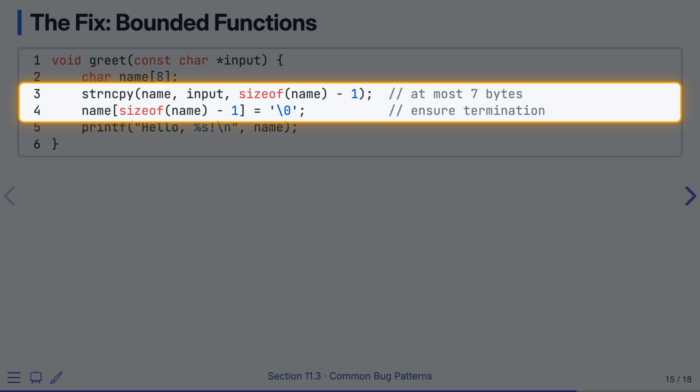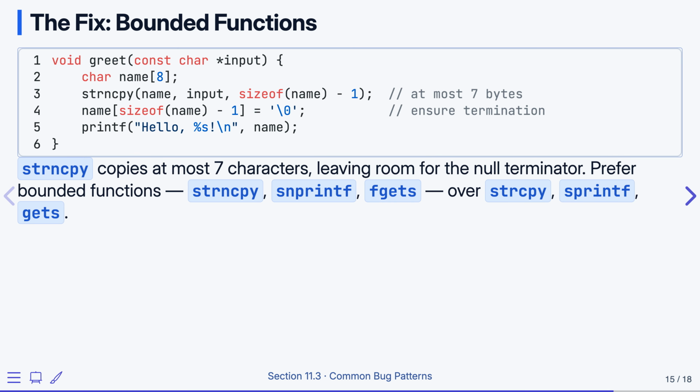This is the fix for the buffer overflow. Replace strcpy with strncpy and specify the maximum number of bytes. strncpy of name, input, sizeof name minus 1, copies at most 7 characters, leaving room for the null terminator. But there is a catch. strncpy does not add a null terminator if the source is too long, so the next line writes the terminator explicitly.